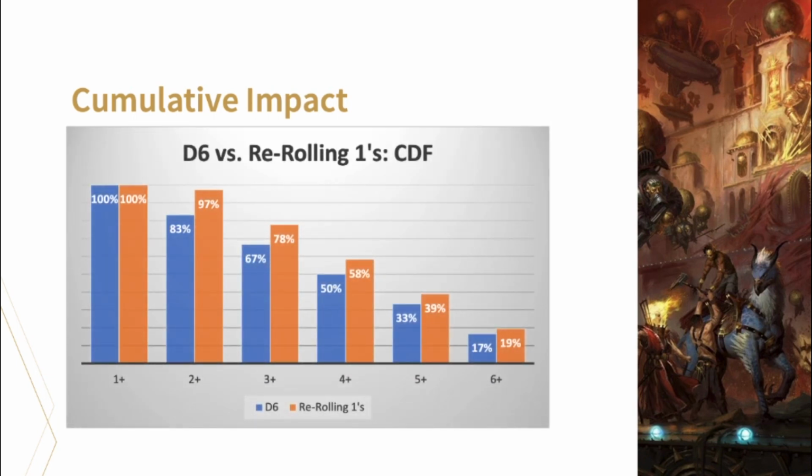I've also summarized the improvements gained from rerolling ones over a regular D6 roll in the accompanying graph here, where, for example, the chance of rolling a 4 plus went up from 50% to 58%. I'll linger a bit longer on this slide so you can take a deeper look for yourself.